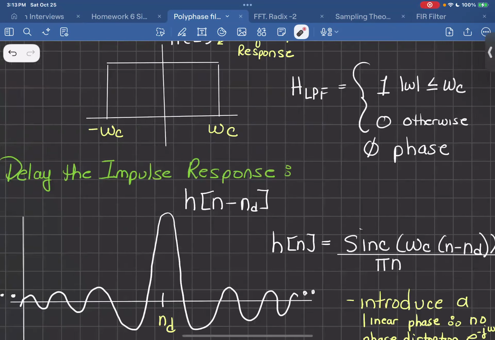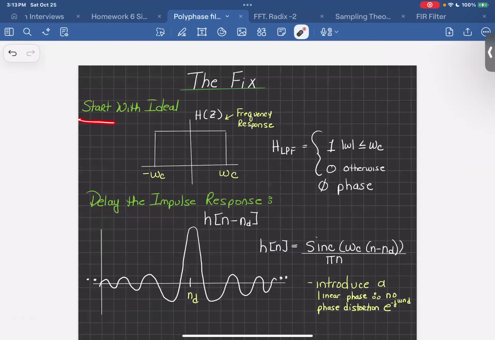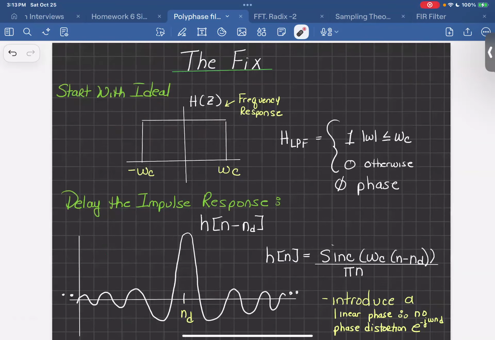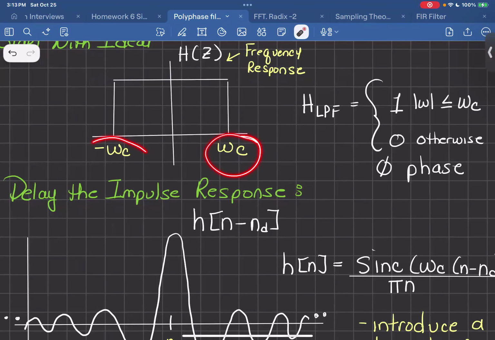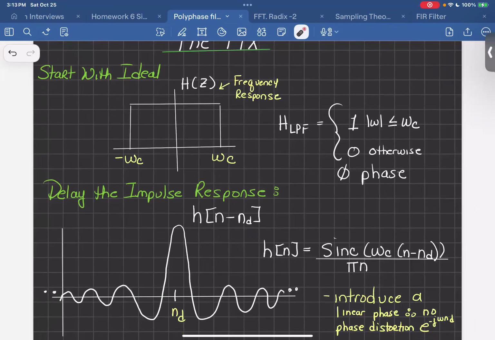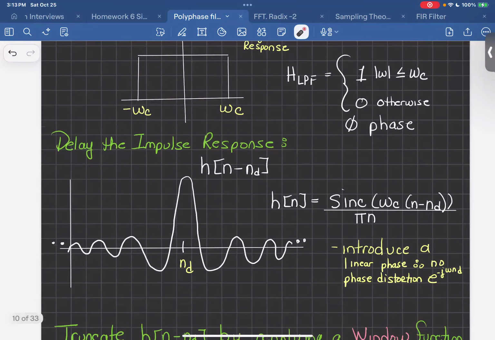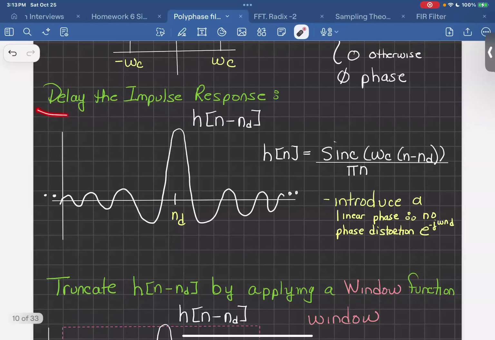Let's look at the fix. All right. So you start with the ideal. You say, okay, I do want this. But the most important information you get from this is what are my cutoff frequencies? And you start with the ideal, and this is great. But now the second step you do is you delay your impulse response. So you shift the whole thing over to the right. That's your delay. And then your sinc function gets affected. Your sinc function then gets a delay.